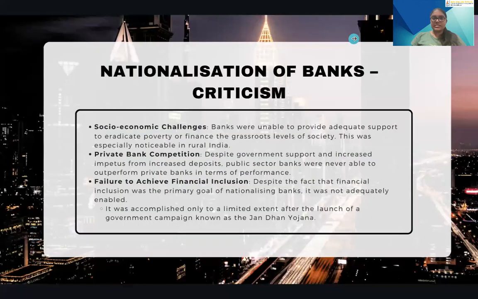Let's come to the criticism part of nationalization of the banks. One major challenge was the socio-economic challenge. Banks were unable to provide adequate support to eradicate poverty, which was especially noticeable in rural India. The other is private bank competition. Despite government support and the increased impetus from increased deposits, public sector banks were never able to outperform the private sector banks in terms of performance.